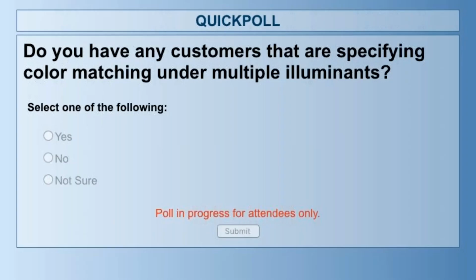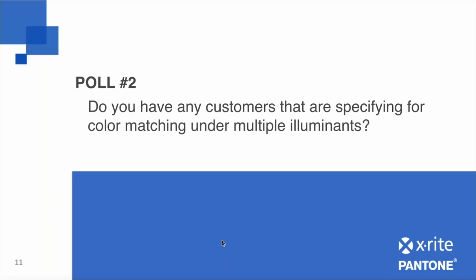So, our poll question number 2: do you have any customers that are specifying for color matching under multiple illuminants? For example, D50, which is commonly used, and maybe store lighting or incandescent lighting.